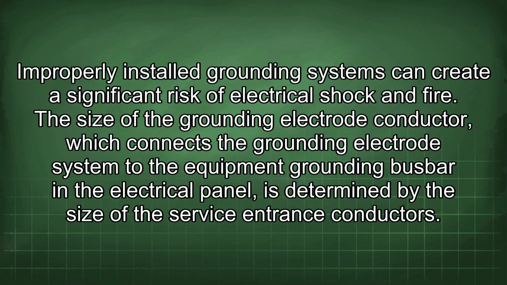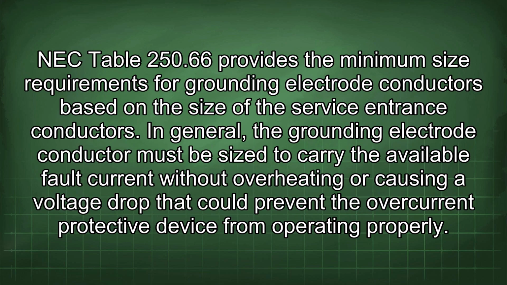The size of the grounding electrode conductor, which connects the grounding electrode system to the equipment grounding busbar in the electrical panel, is determined by the size of the service entrance conductors. NEC Table 250.66 provides the minimum size requirements for grounding electrode conductors based on the size of the service entrance conductors. In general, the grounding electrode conductor must be sized to carry the available fault current without overheating or causing a voltage drop that could prevent the overcurrent protective device from operating properly.